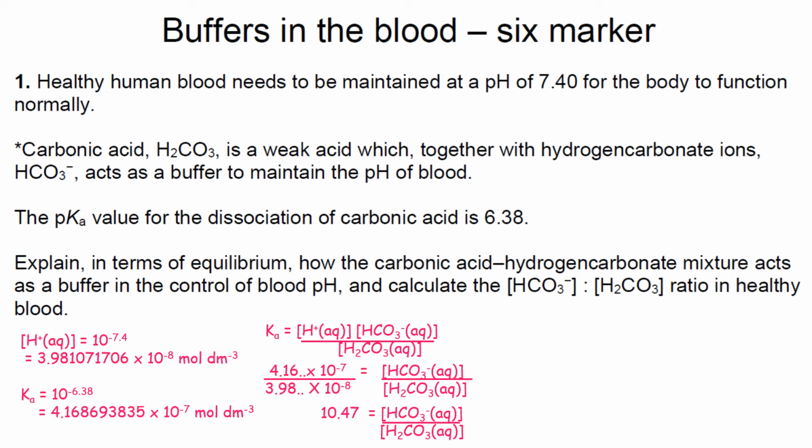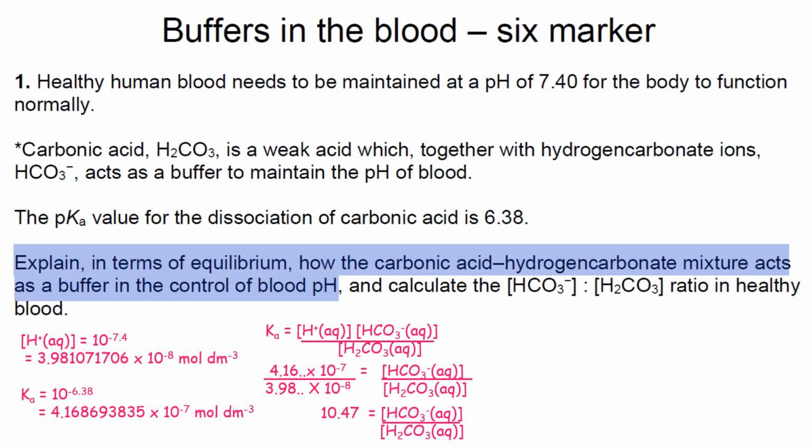So if we put all that to the side and now come back and revisit the second part, explaining in terms of equilibrium how the carbonic acid hydrogen carbonate mixture acts as a buffer in the control of blood pH. We're given the formulae for the species that are involved. So the first thing to do is to write out the weak acid dissociation using the formula we're given. Like I said before, you don't use HA or A minus here, you just use the actual weak acid that's of interest. So in this case it's carbonic acid.